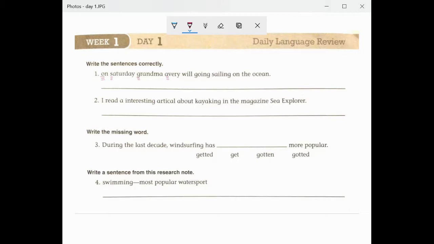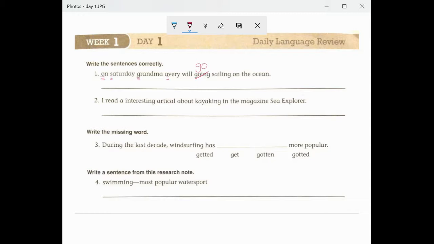Well, that doesn't make sense. You could correct this one of two ways. You could say Grandma Avery will be going sailing on the ocean, or you could say she will go sailing on the ocean. That's what I'm going to do. So I'm going to say we're going to change going to go. On Saturday, Grandma Avery will go sailing on the ocean. There's one more.